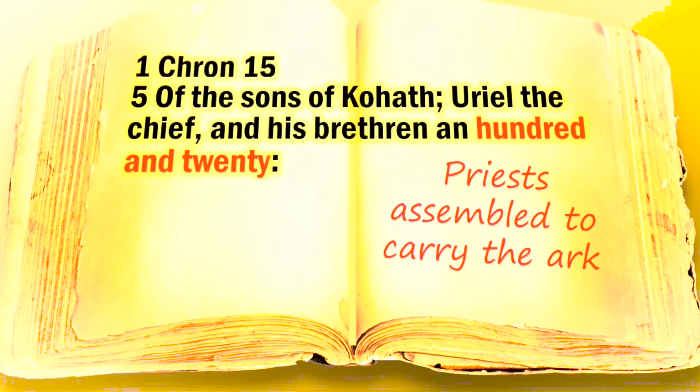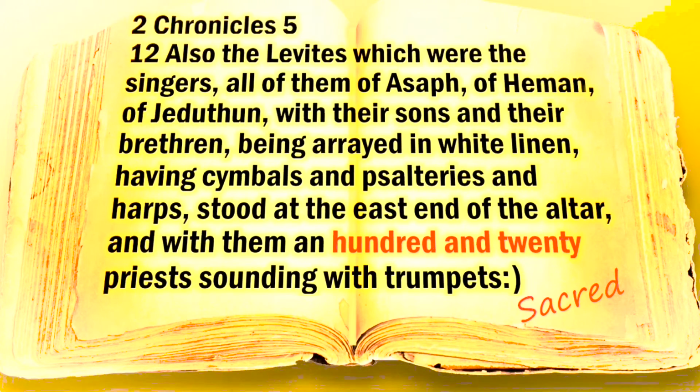And the sons of Korath, this is priestly, Uriel, the chief, and his brethren, 120. So these are priests assembled in the context to carry the Ark of the Covenant. And that was a sacred duty. The most sacred thing in Israel was the Ark of the Covenant.